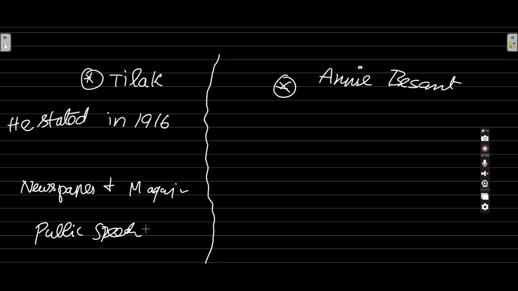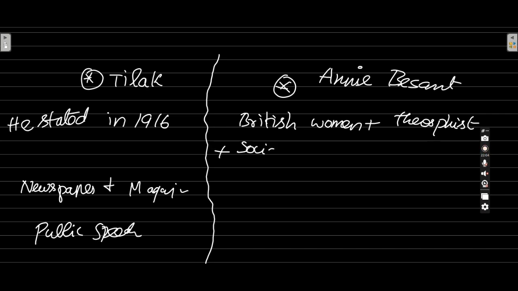So who's Annie Besant? She is a British woman plus theosophist. I don't want to explain theosophist now. It is a different topic, so we can add a few MCQs related to theosophist also. And also, she is a social reformer. So this is the whole idea. This is how omnipresent works.